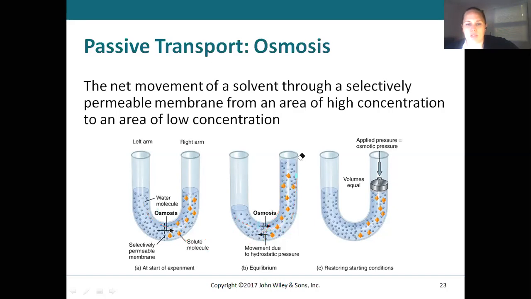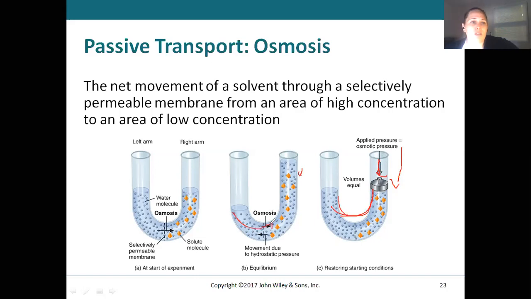So the movement is due to hydrostatic pressure. Now, what also can occur is you can apply pressure, or osmotic pressure, to one side, and that pressure again requires energy. So you've got to put some type of force down in order to reestablish equal amounts of volume on both sides, inside and outside of the cell. But again, that requires some type of outside pressure to occur. But if you have a higher concentration of solutes on one side, water wants to move in.